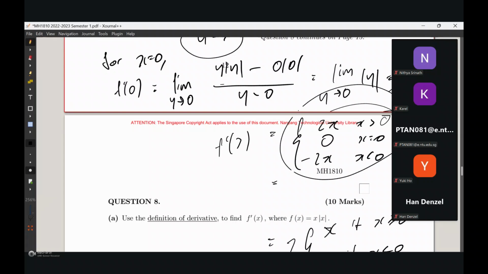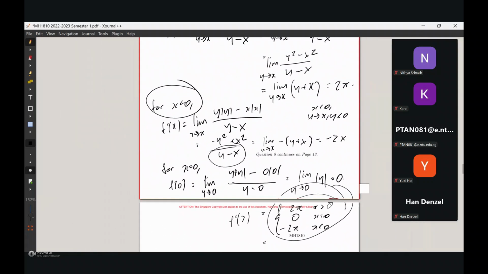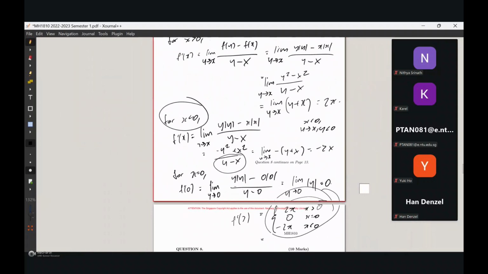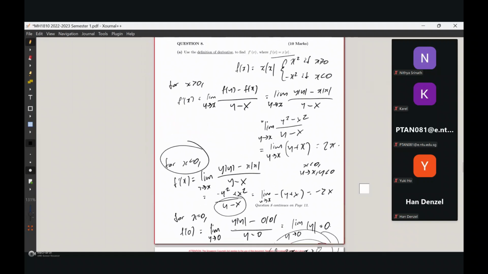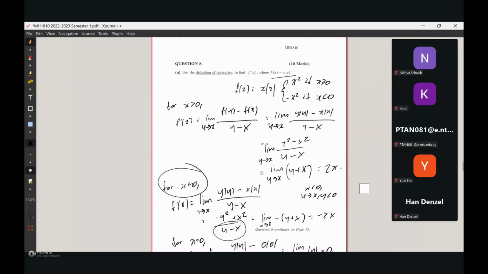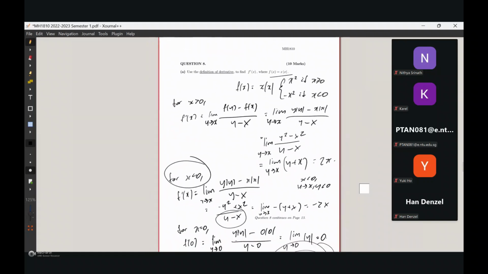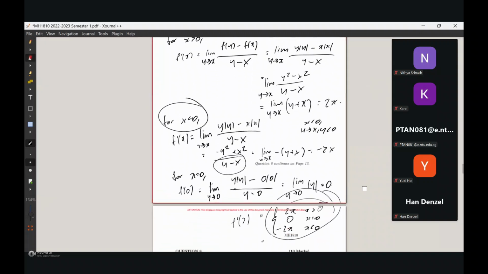No. You have to split them into different cases because the derivative may behave differently at the endpoint of a piecewise defined function. So this is the endpoint, right? You need to check the endpoint carefully. That's why we have to check x equals 0 separately. Oh, okay. Thanks.